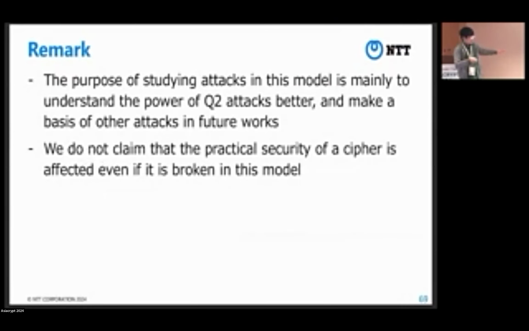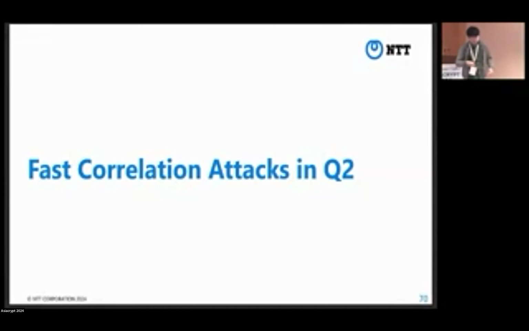And here I'd like to give some remarks. First, the purpose of studying attacks in this model is mainly to understand the power of Q2 attacks better and make a basis for other attacks in future works. And we do not claim that the practical security of a cipher is affected even if it is broken in this model. And so finally, I can explain the first correlation attacks in the Q2 model.